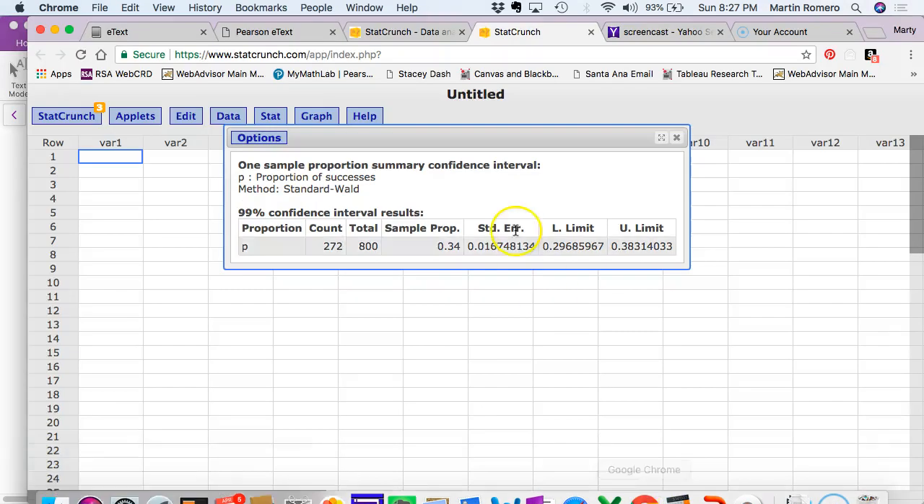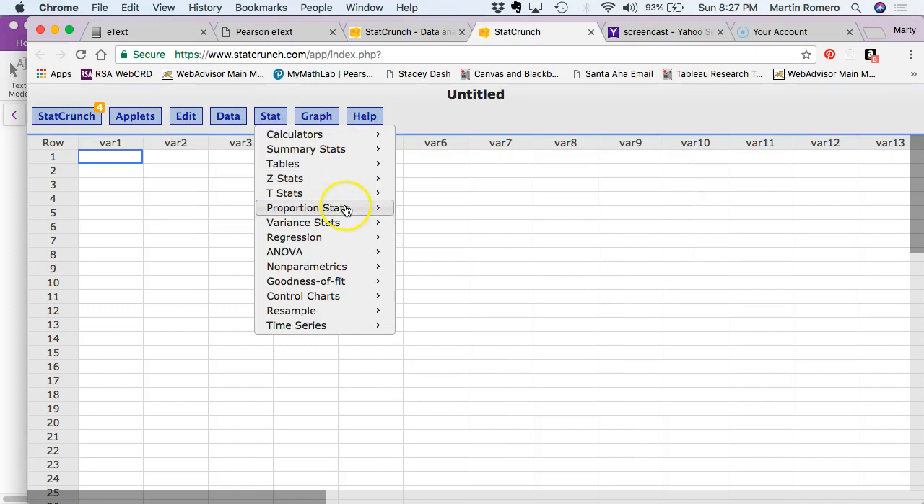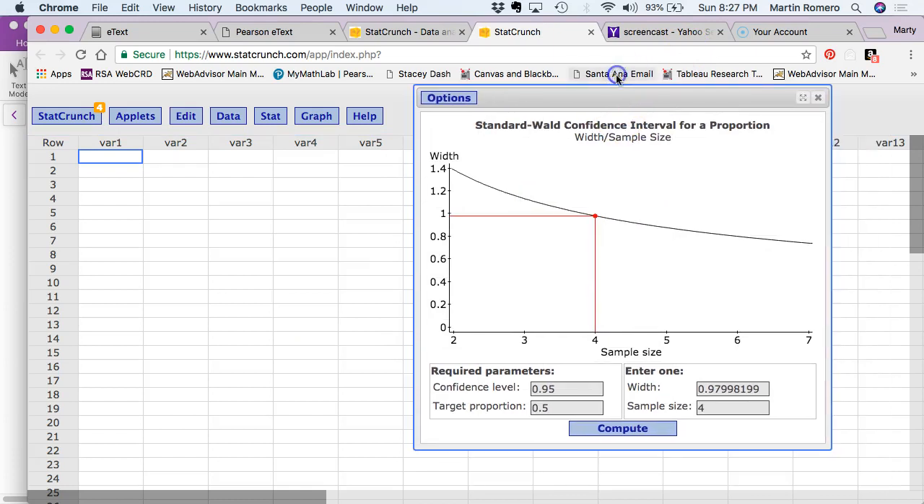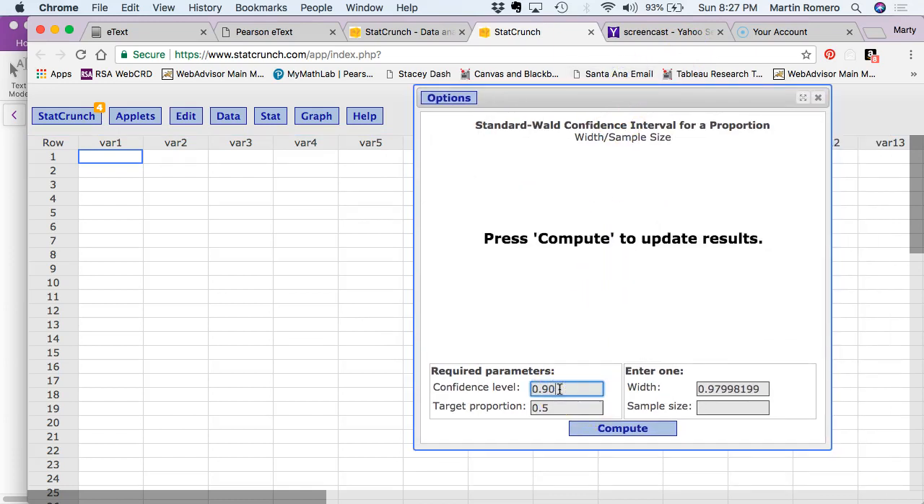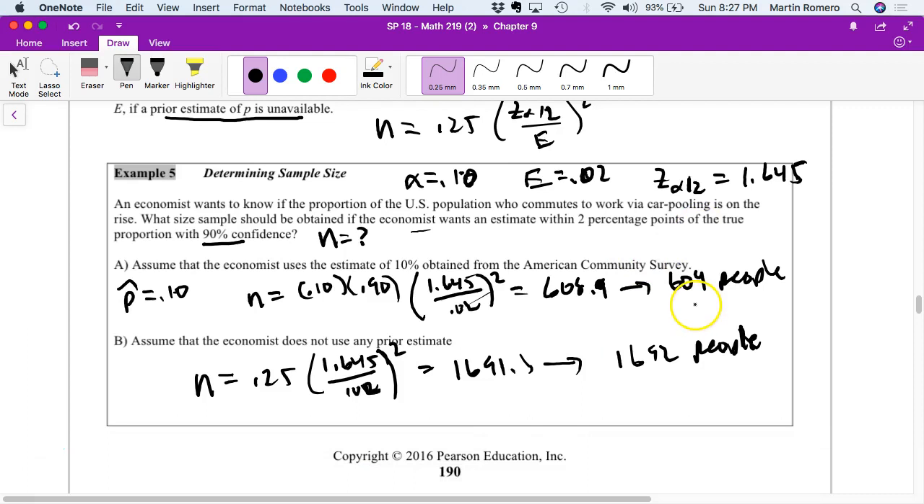You could also use StatCrunch in these cases. If we go to Stat, Proportion, One Sample, Width and Sample Size, in this case the problem is a 90% confidence interval. For the target proportion, if we have an estimate for the first one, you could put 0.10. Then we want the width, and the margin of error was 0.02, so the width is 0.04. That's the hard part of StatCrunch. Compute, and there's your 609, which matches what we got over here.